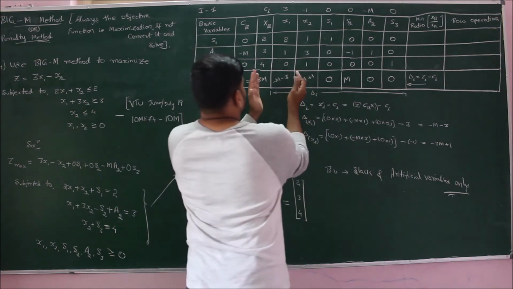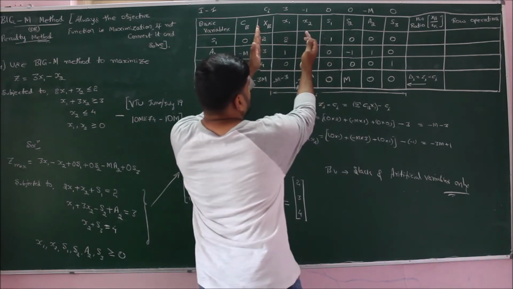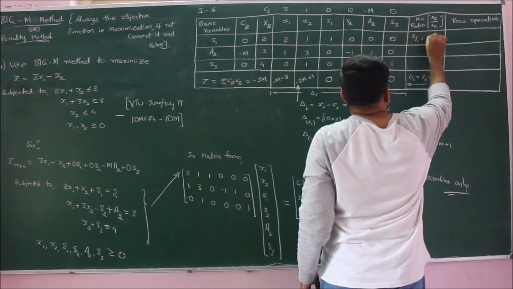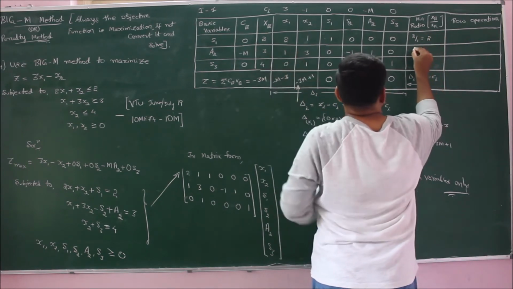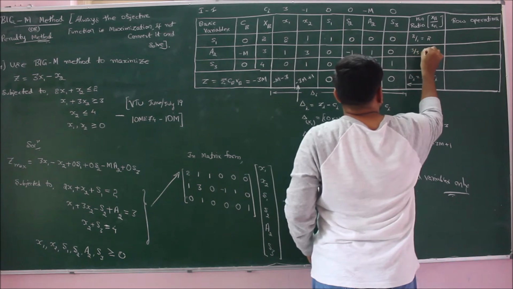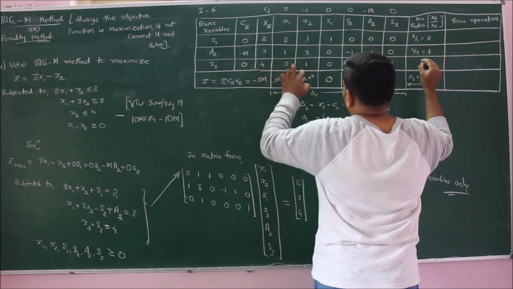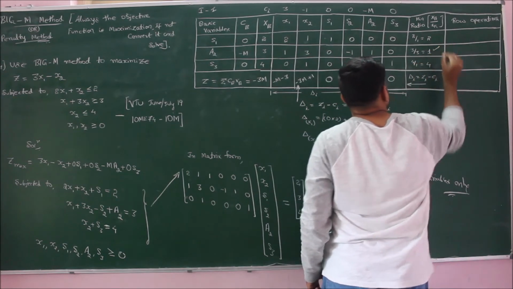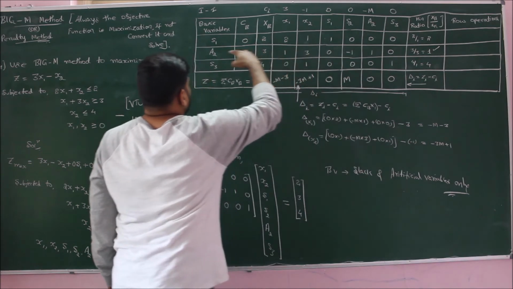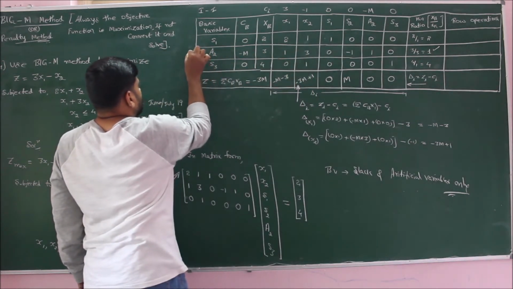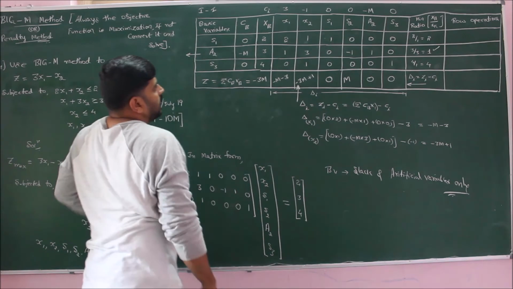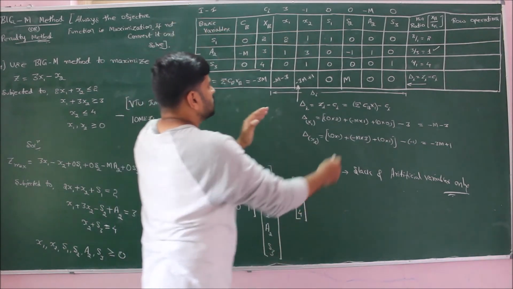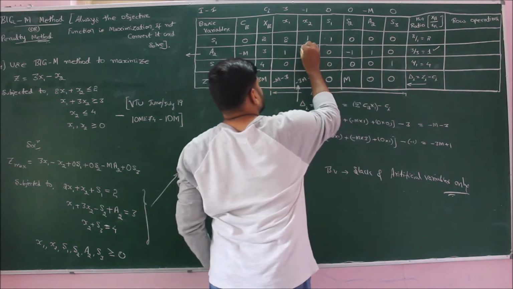So now taking the ratio of xB by xk, that is xB by x2, we will get 2 by 1 is 2, 3 by 3 is 1 and 4 by 1 is 4. So minimum among this ratio is 1. So therefore the outgoing vector is A2 and row 2 is the key row, and for us the key element is 3.